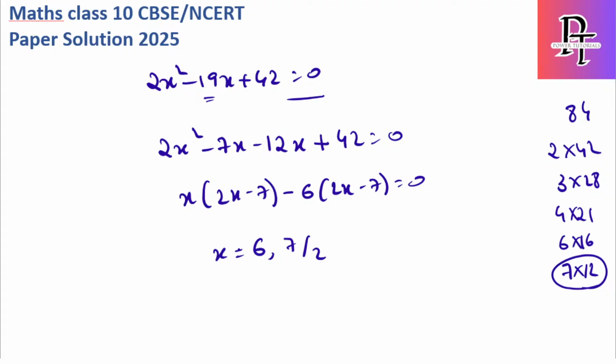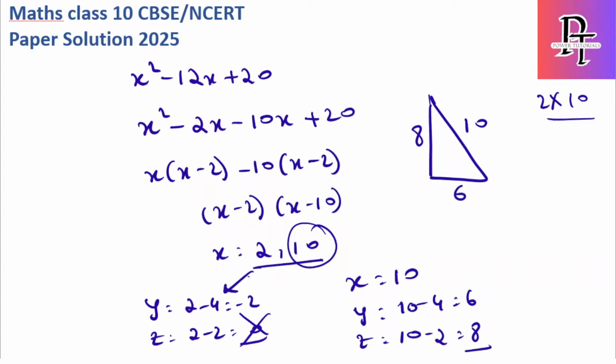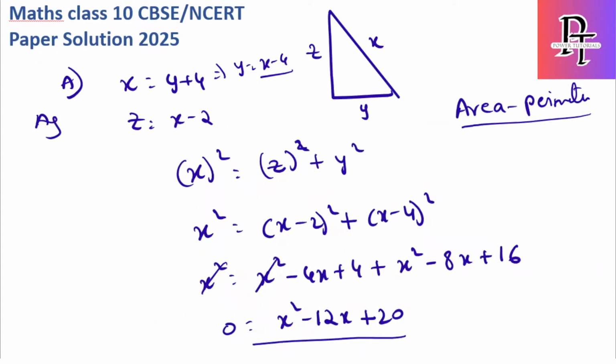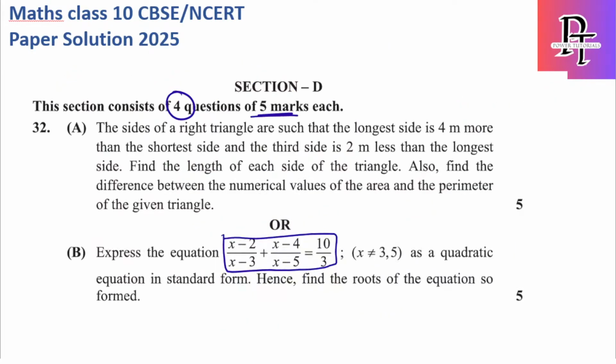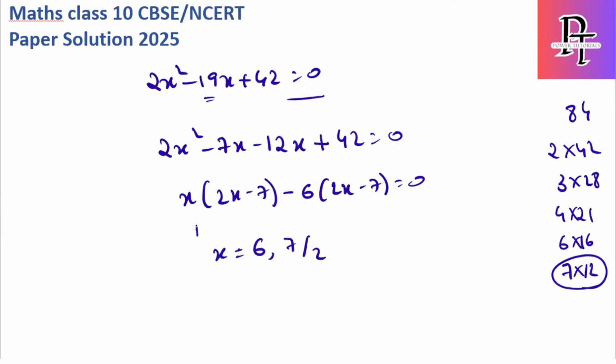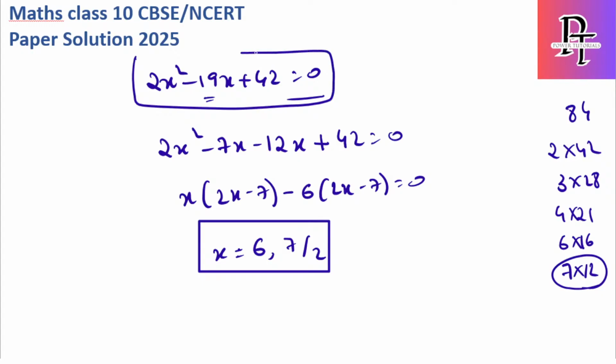Okay, what they're asking in the question. They simply asked to find the roots of the equation. Yes, the roots of the equation are done, which are 6 comma 7 by 2. And this is the quadratic equation. Okay, so we have solved the quadratic equation, and then we also solved the roots of that quadratic equation. Let's move to the next one.